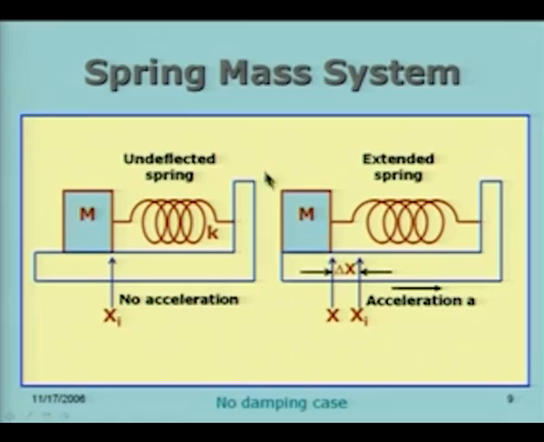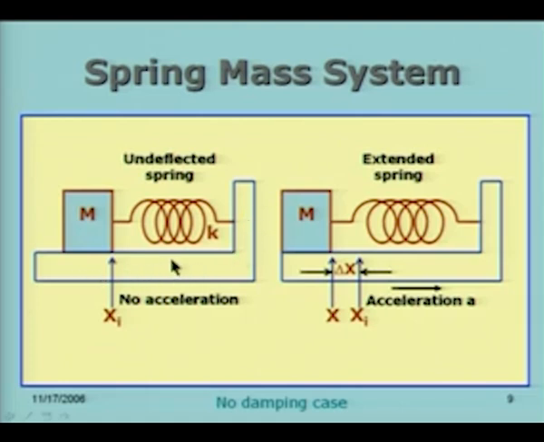A typical spring mass system is shown here. This is a mass and there is a spring attached to the mass, and there is a base plate in the form of a bent plate like this, and the spring is attached between this and the mass. And what I am going to do is subject this base here to the acceleration.